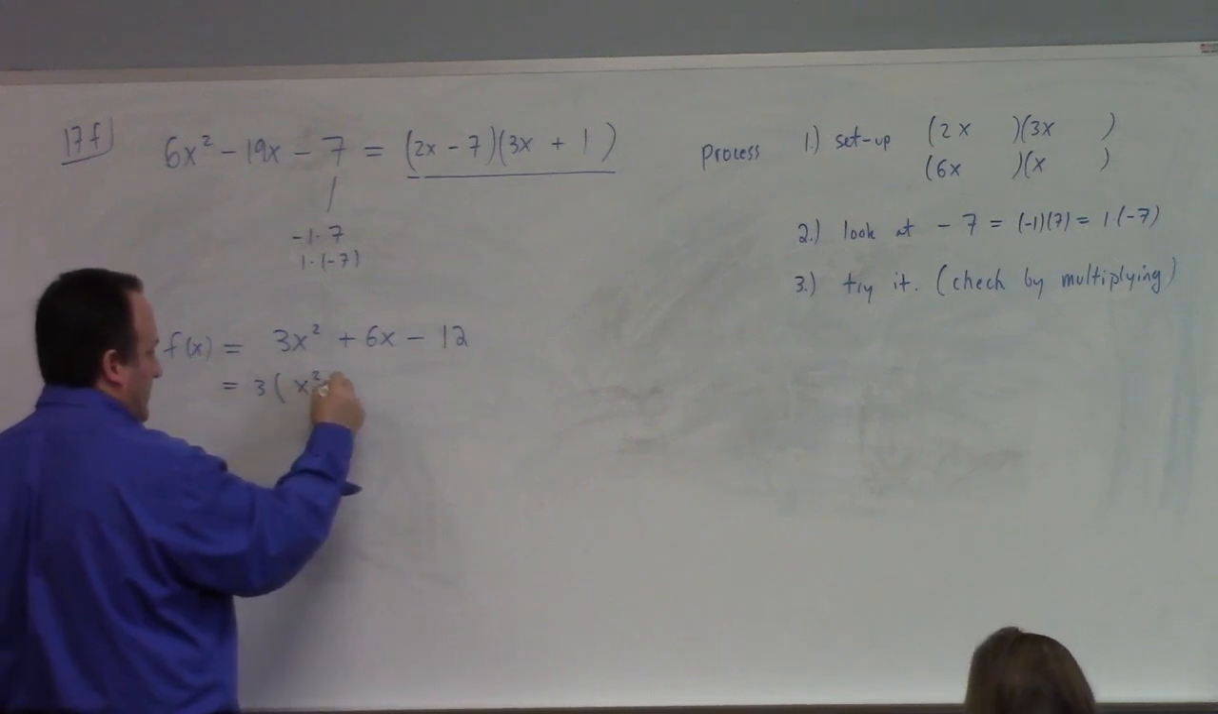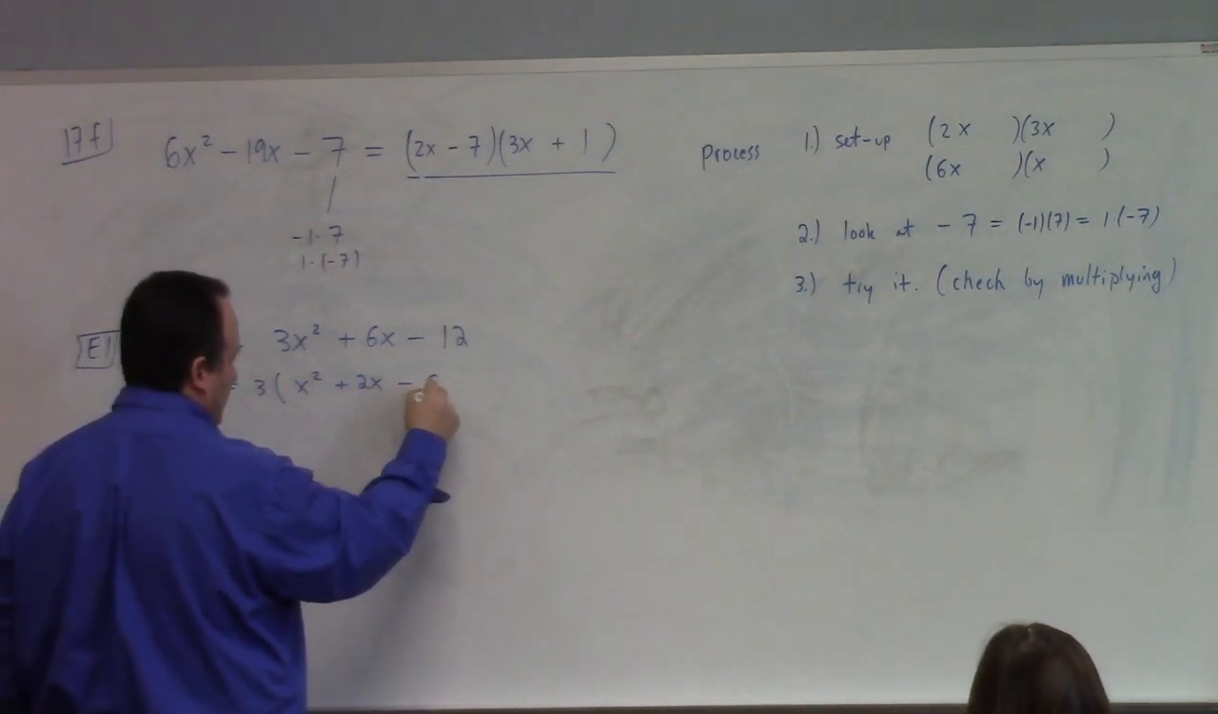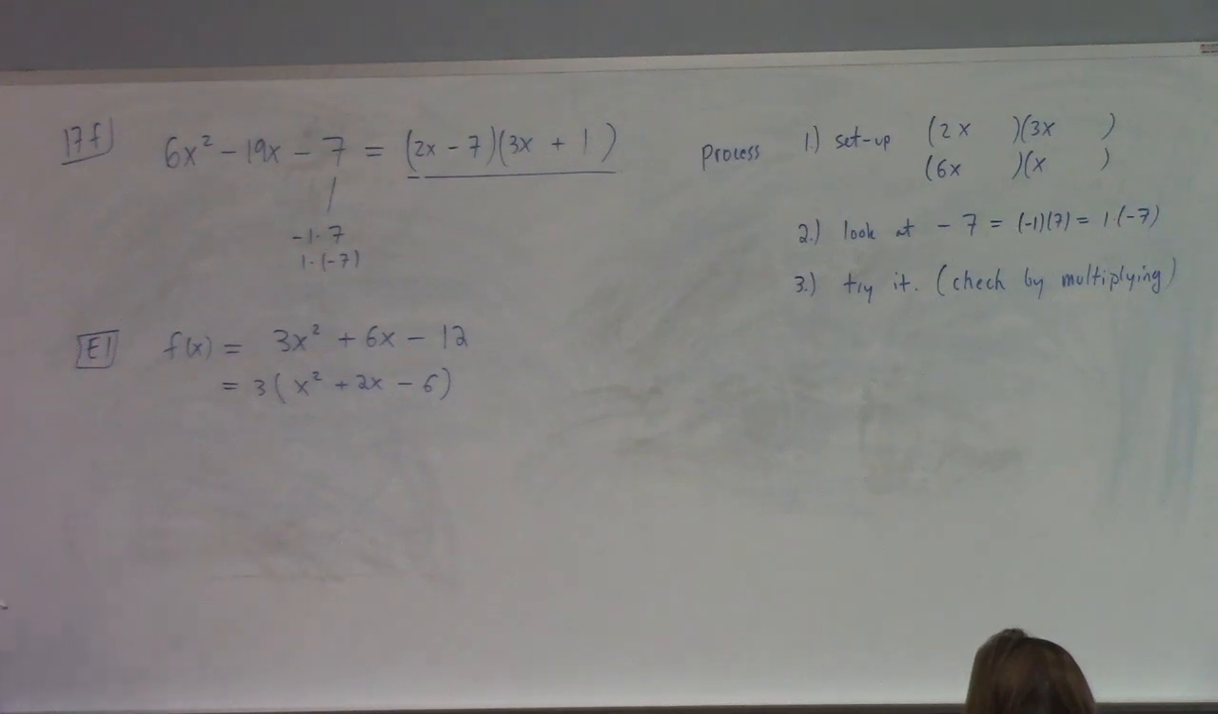That gives me x squared plus 2x minus 6. All right, so when I have a leading coefficient which is not 1, the first thing you want to do is factor that out and make it so you have just a plain x squared to work with. Now complete the square.